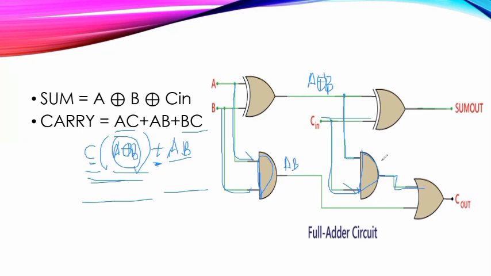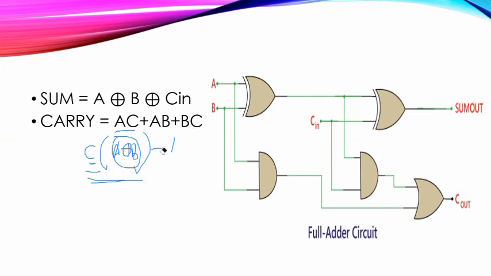This is AB. This is C into A XOR B. When we are connecting it with the OR gate, we will be getting C out as the output. This is the full adder circuit. Finally, everything in this we have found from the truth table itself. So if we know the truth table thoroughly, we will be able to draw the circuit diagram and find the expressions for the sum and carry also.